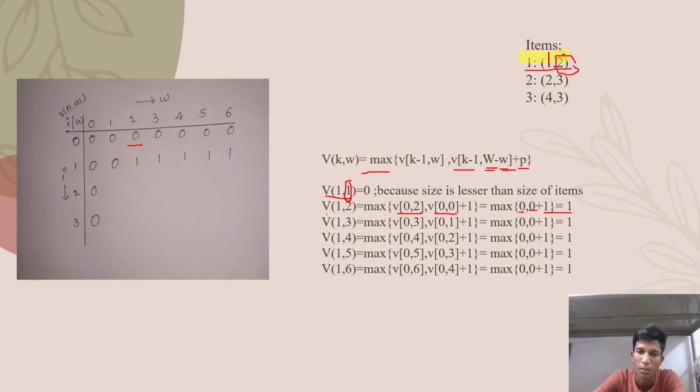Similarly, V of 1 comma 3 is equal to 1 and V of 1 comma 4 is also 1.